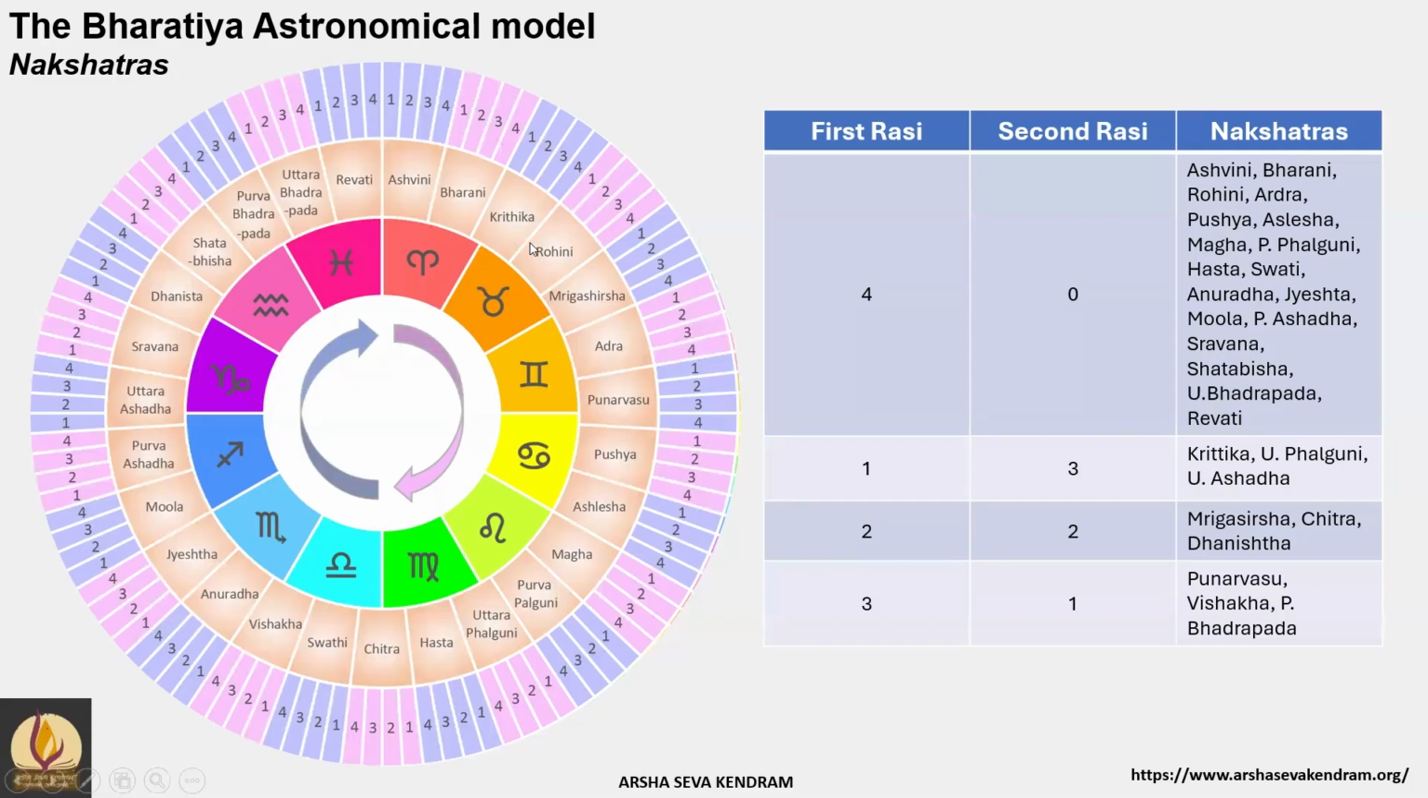Now, Rohini, because it has 4 padas, will fully fit into Rishabha. After 3 plus 4, 7 padas have been taken. So you have 2 padas left for the next star, which is Mrigashirisha. The next 2 padas of Mrigashirisha have to be fitted into the next Rashi, which is Mithuna, and so on and so forth, right?